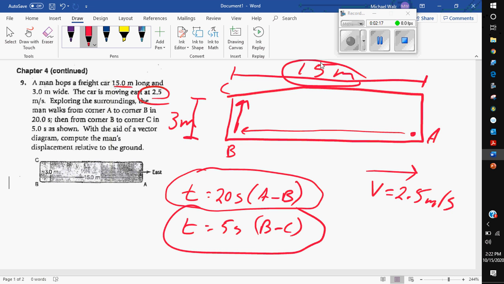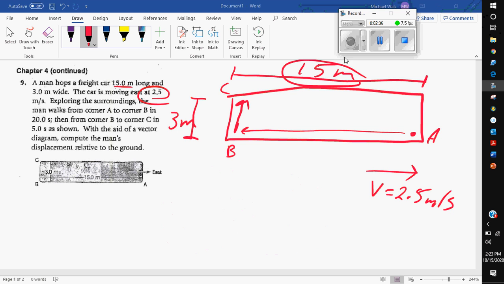What else does it say? With the aid of a vector diagram, compute the man's displacement relative to the ground. It doesn't specifically say in this 25 seconds, but I'm just going to go with 25 seconds because I don't have any other numbers to go with. Does that make sense? Okay, so we know that's 25 seconds.